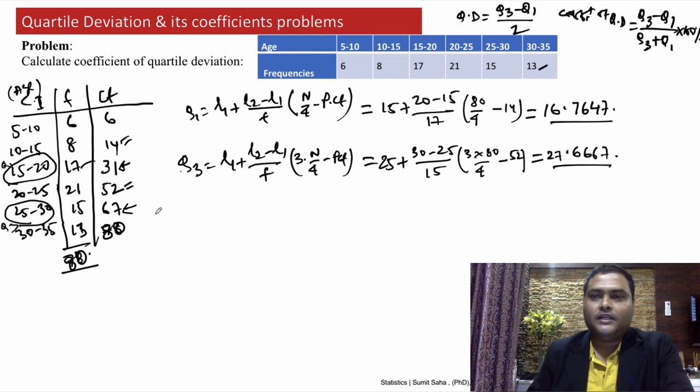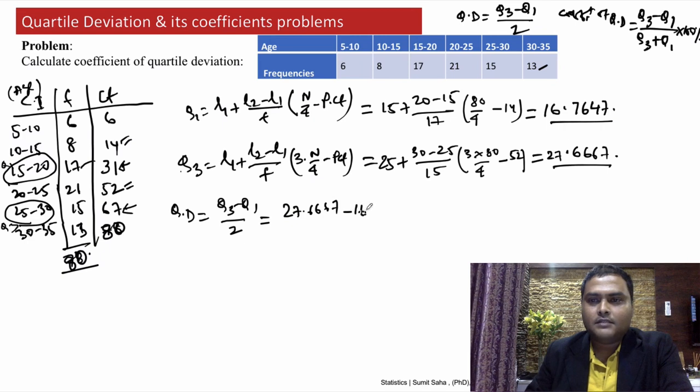Now we need to find out what will be the quartile deviation. So quartile deviation is nothing but (Q3 minus Q1) by 2. So we have the Q3 value, which is 27.667 minus 16.7647, divided by 2, which will give us the value 5.951. So this is the value of quartile deviation.